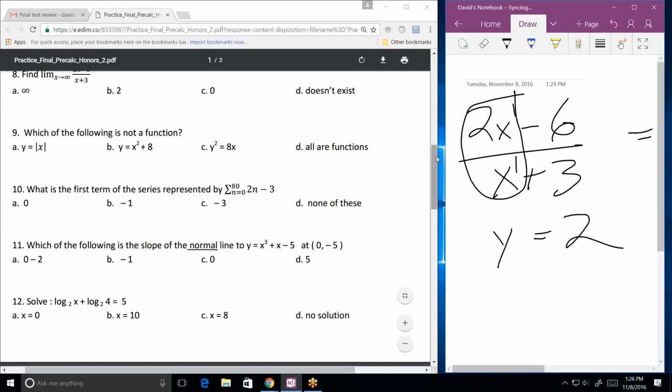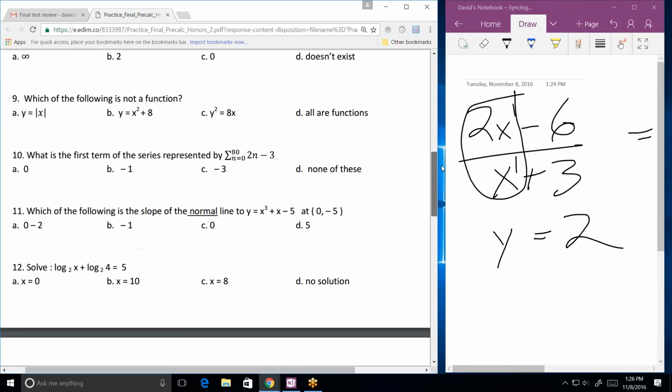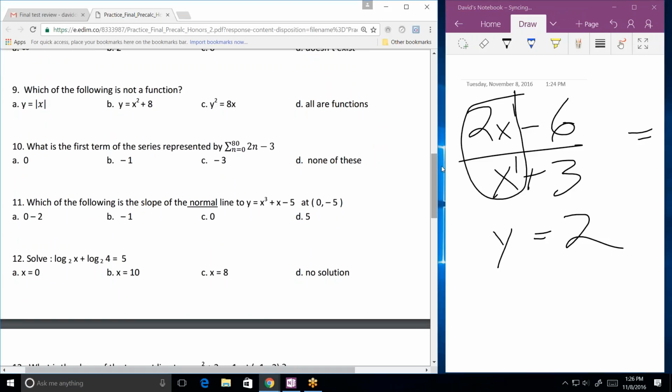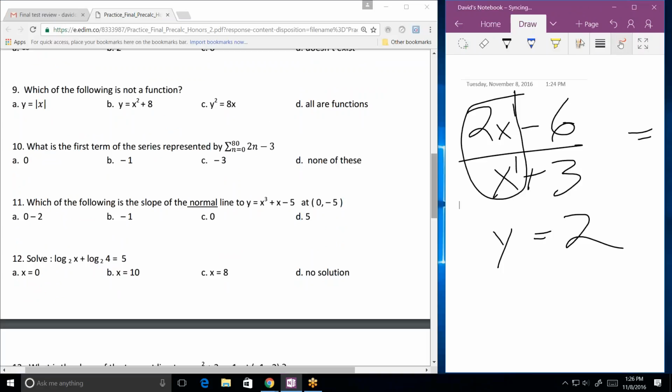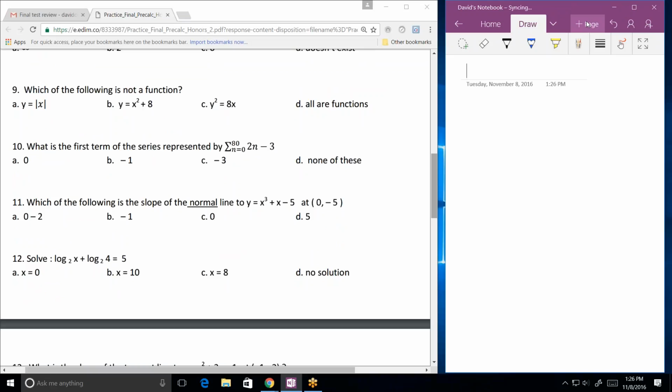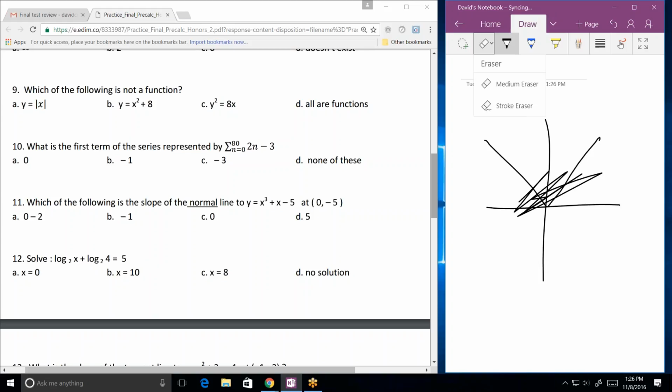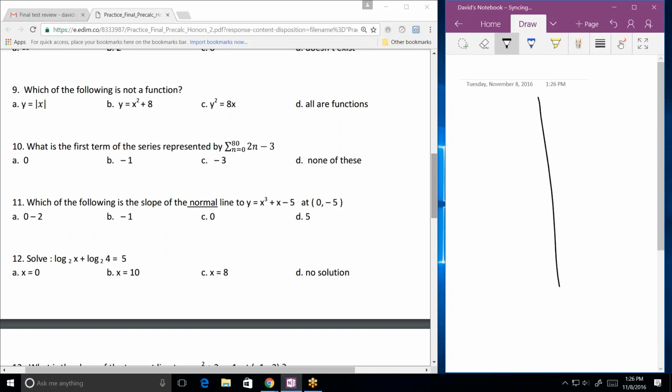Number B. Which of the following is not a function? Hold on. Well, the first one looks like this. Is that a function? Yep. Second one looks like this. The parabola moved up 8. Is that a function? Yep.